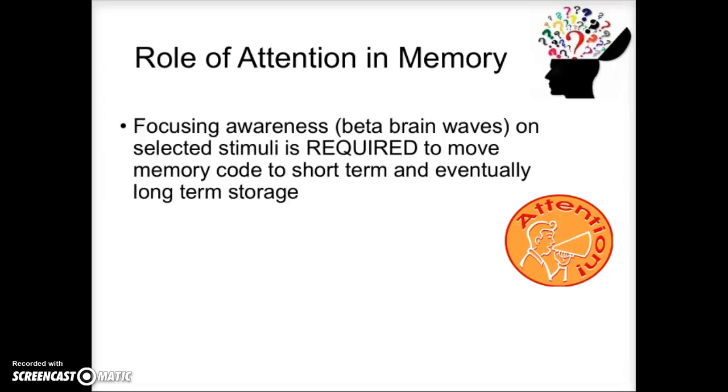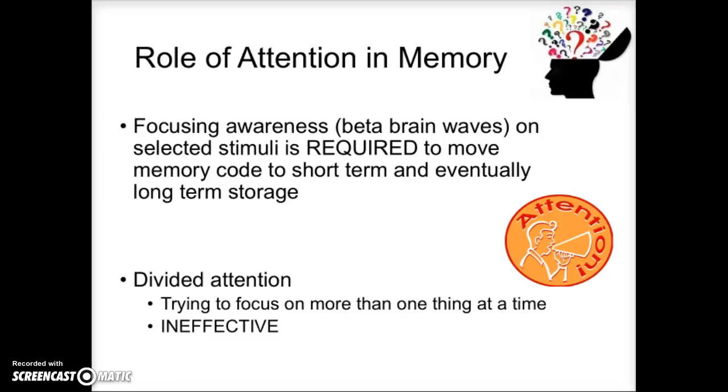Now, one last point about attention. Some of you may say that you have the ability to multitask or focus on more than one thing at a time. What the research shows is that this isn't what happens. When you have the illusion that you are multitasking and doing two different things at once, what's actually happening is you're rapidly shifting your focus back and forth from these two competing stimuli.